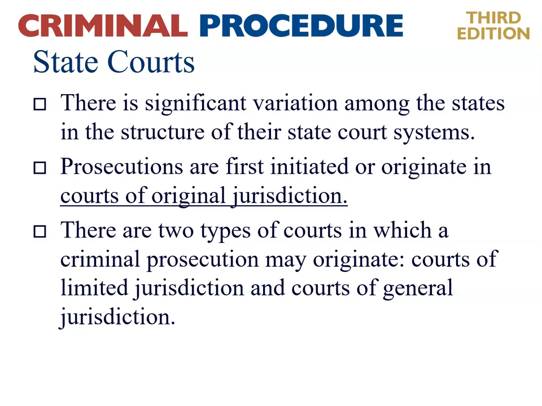All right, so quickly, we talked about the Fed. What about the states? Well, there is a significant variation among the states in the structure of state court systems. Prosecutions are typically first initiated or originate in the court of original jurisdiction. There are 2 types of courts in which a criminal prosecution may originate: courts of limited jurisdiction and courts of general jurisdiction. And we'll take a look at those in just a second to try to figure out what exactly those mean.